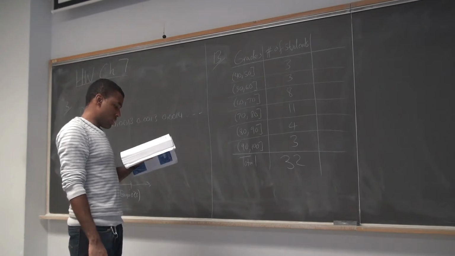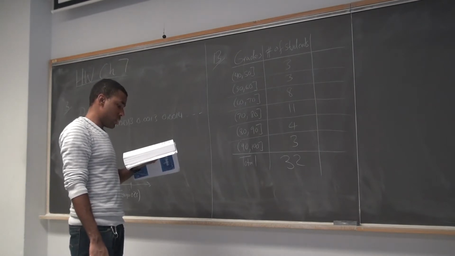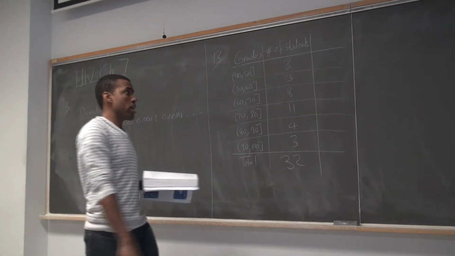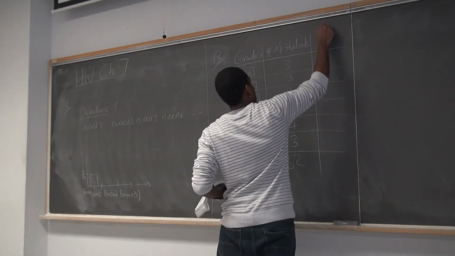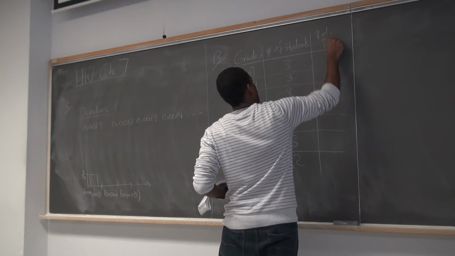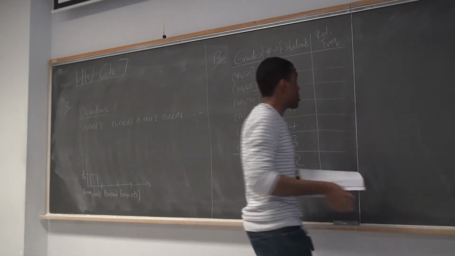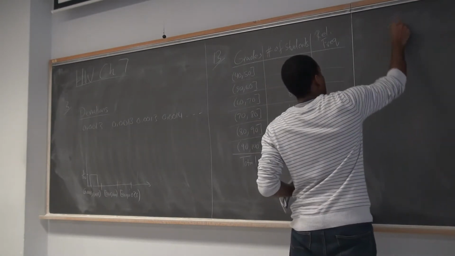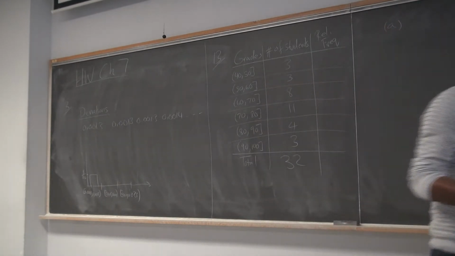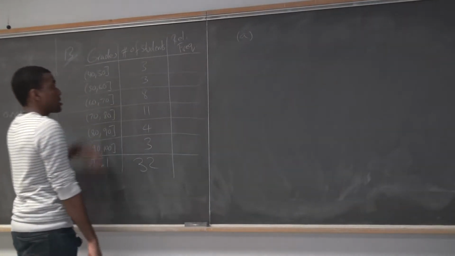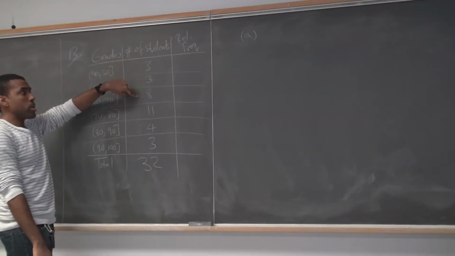Now it says, using the table, construct a labeled histogram. Now remember, usually labeled histograms go by relative frequency, so I'll probably compute that first. So we're going to do part A ultimately, but first we will find the relative frequency. How do we find the relative frequency? Number of students over 32. Right, you take the number in each part divided by the total.